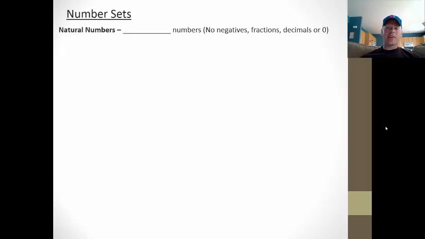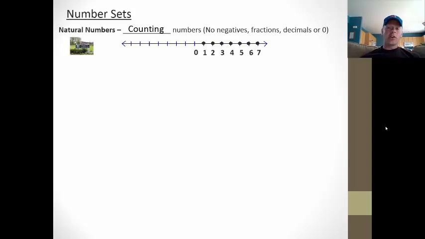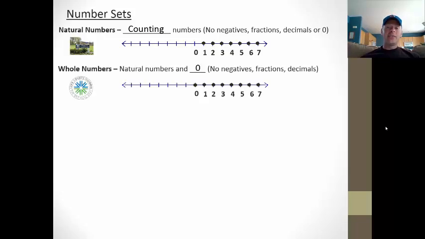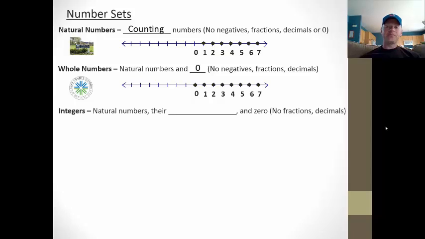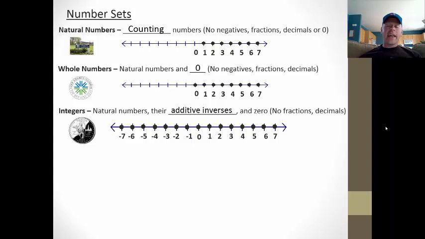First number set is the natural numbers. These are our counting numbers. Start at 1, count to infinity, no negatives, no fractions, no decimals, and no zero. That's like Grayslake. Whole numbers. They're natural numbers and zero. So it's almost exactly the same as the natural numbers, but we just add one more number to the set. This is like Lake County. Integers. The natural numbers, their additive inverses, and zero. So now notice we're from 1 to infinity, 0, and from -1 going to the left to negative infinity. But notice we still have no fractions and no decimals.